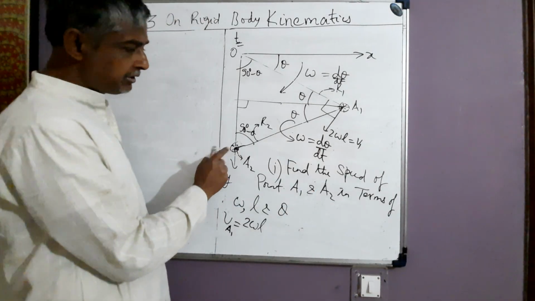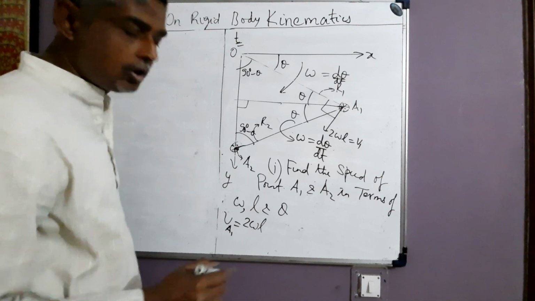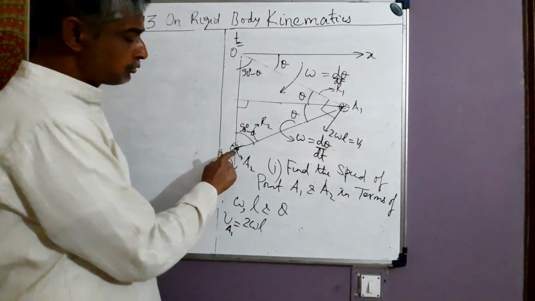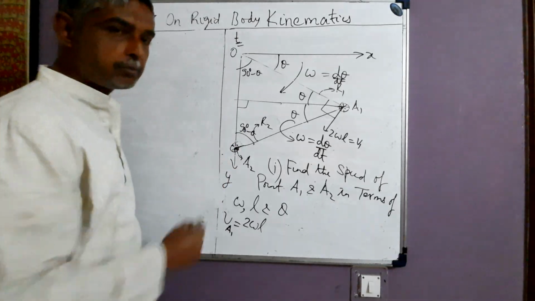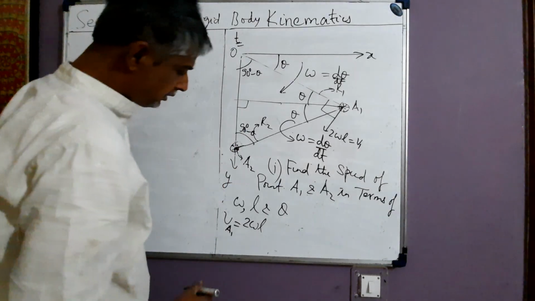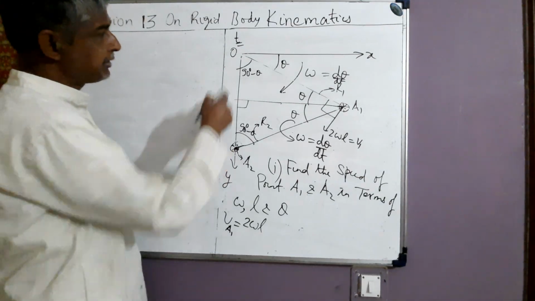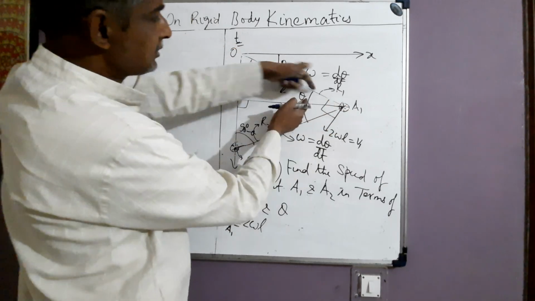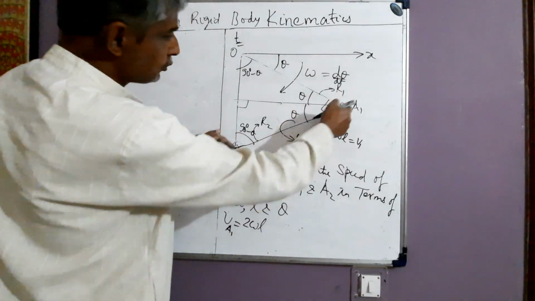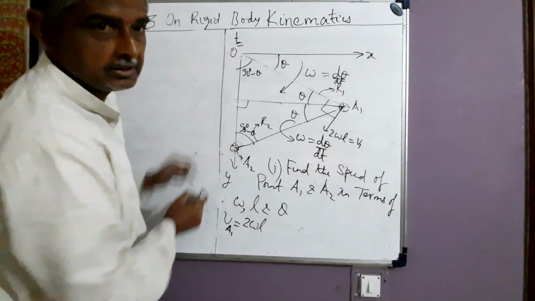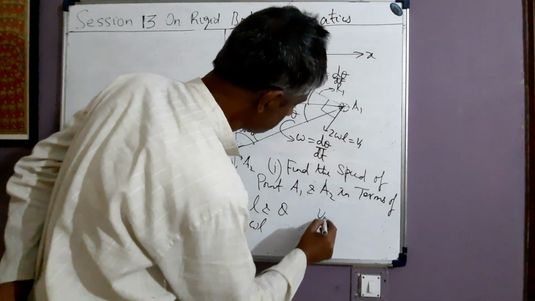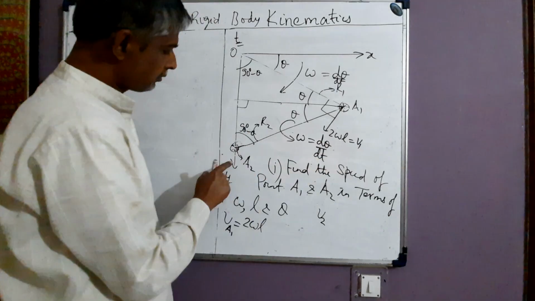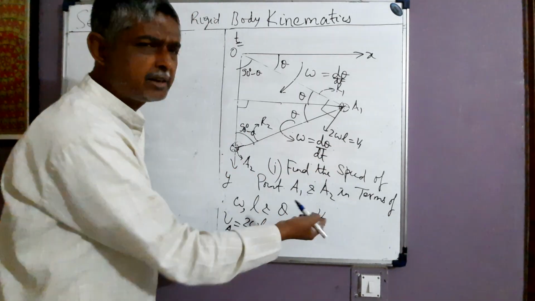Also, you have to find the speed of point A2 in terms of omega, L and theta. One thing you note: A2 is moving along the y-axis. So its velocity is equal to dy by dt, where y is the y coordinate of point A2. What is the y coordinate of A2? It is equal to this plus this. This is 2L sine theta, and this is also 2L sine theta. So this is 4L sine theta. So the speed of point A2 is V2. For the speed of A2, don't write VA2, I write V2 itself.